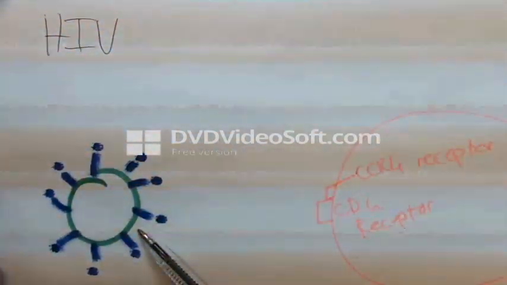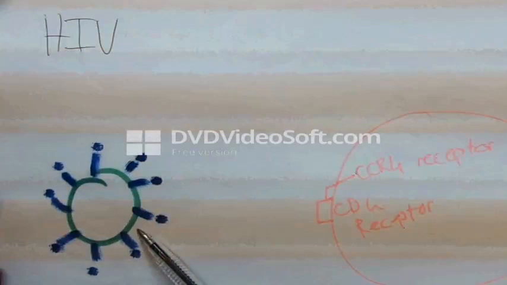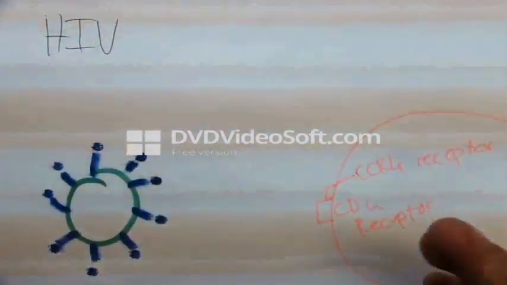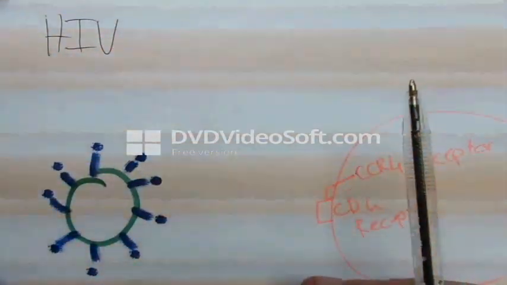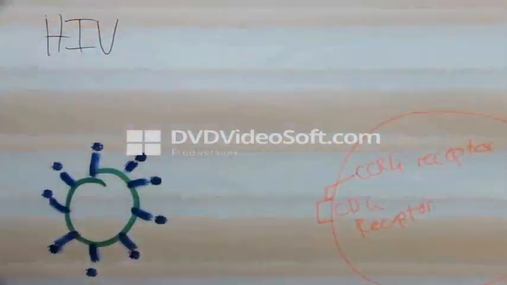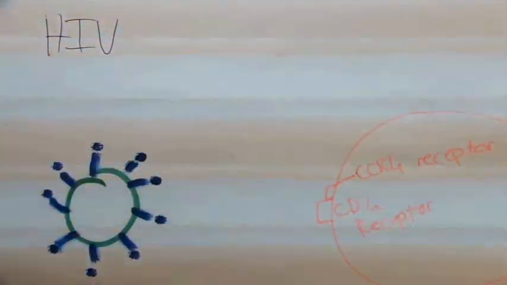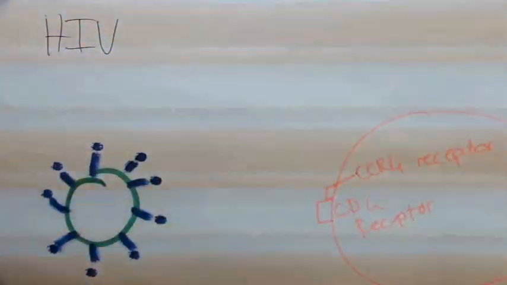Firstly, the HIV virus itself. So we're going to represent it something like this. This is not how it looks, this is just a visual representation for explanation purposes. So this thing comes into you one way of many ways, and most commonly sexually transmitted.